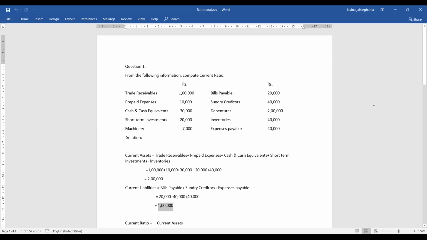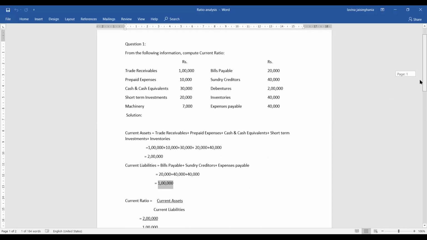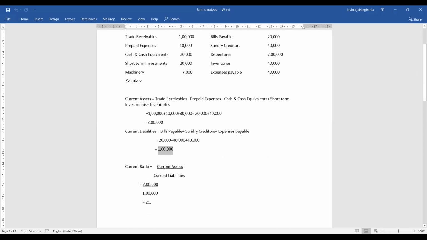So use your formula. Current ratio is equal to current assets divided by current liabilities. Write down current assets divided by current liabilities. So it will be 2 lakh divided by 1 lakh, which will give you 2:1. See, this is the ideal ratio, 2:1. In this answer, the ratio is ideal, but it is not necessary that your answer will always be 2:1.